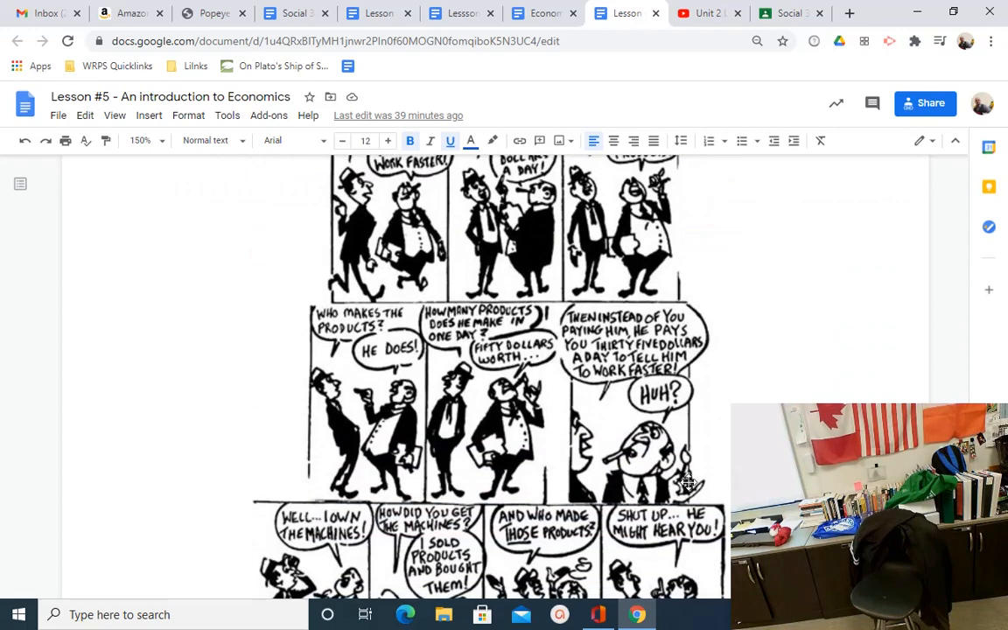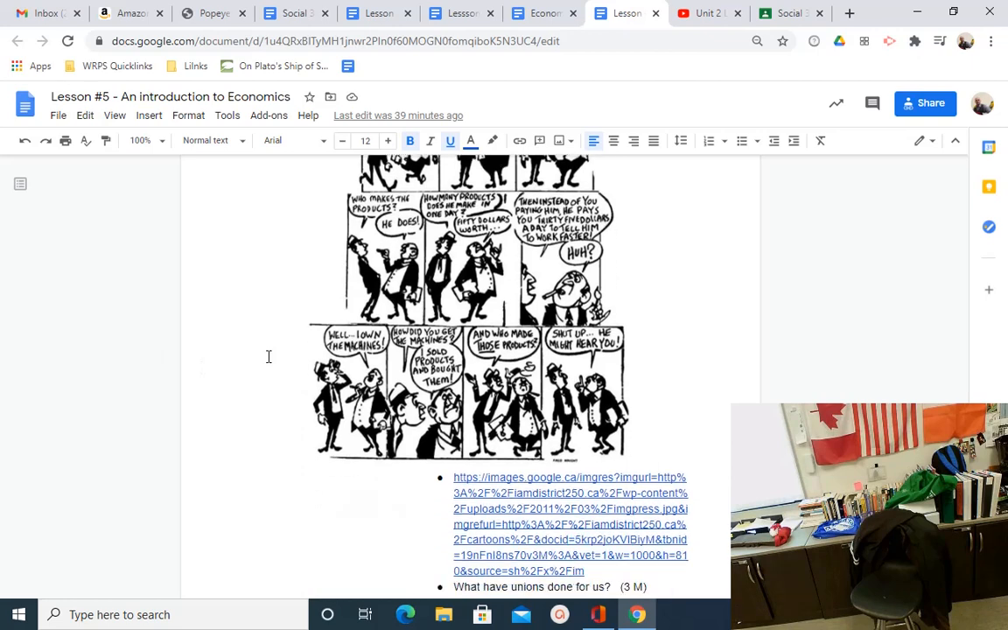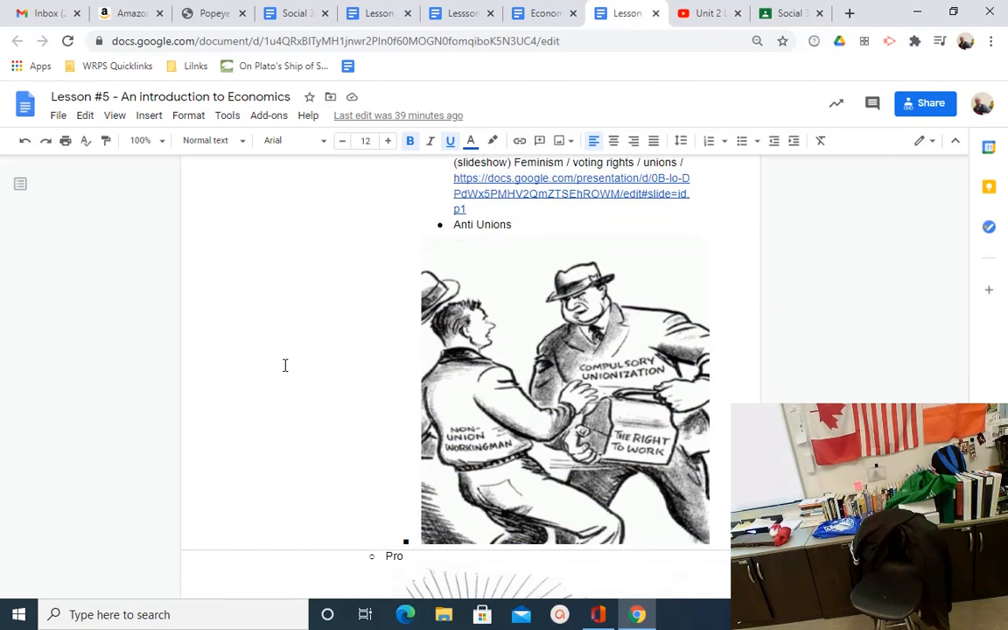So this is a cartoon trying to promote the idea that it's the workers who are creating the value, not the capitalists. And it's the workers who should be benefiting from the fruits of their labor. One of the main criticisms that Karl Marx had was the idea of theft, that capitalists were stealing the value of labor from the workers during the Industrial Revolution. And that's why he thought that a violent revolution would be necessary.